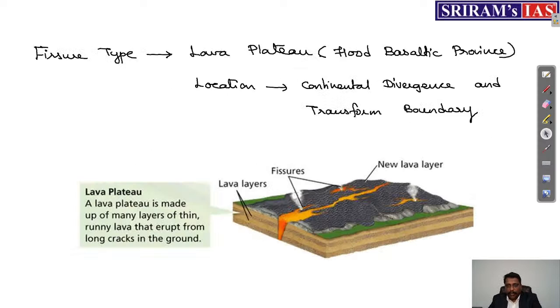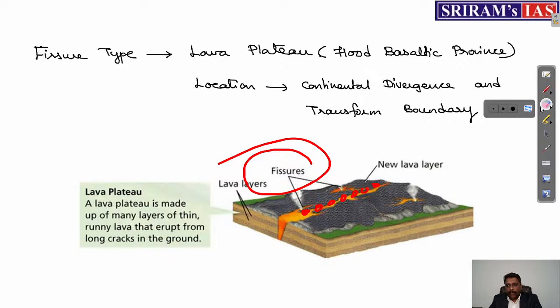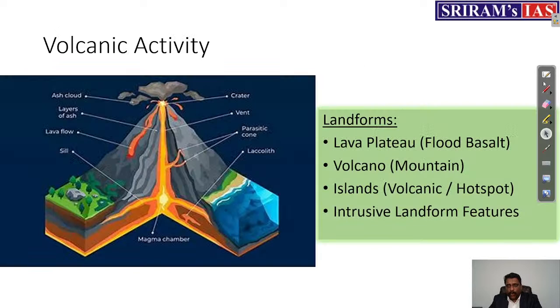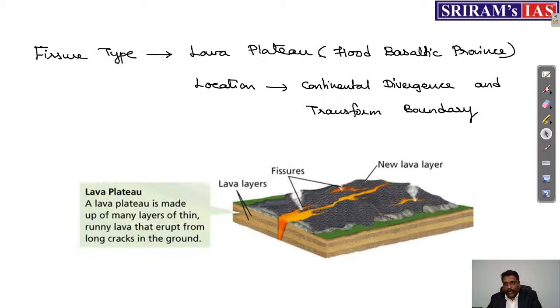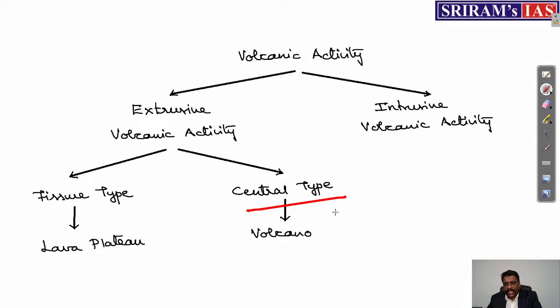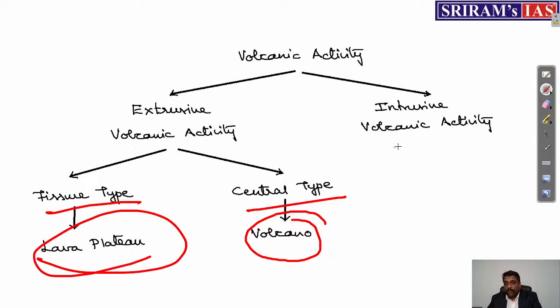If the magma is flowing through multiple openings, we call them what? Fissure type. If the magma is flowing through one central opening, one single point of ejection, we call them what? Central type. Normally, the central type of volcanic activity will result in the formation of a volcano, whereas fissure type will result in the formation of what?